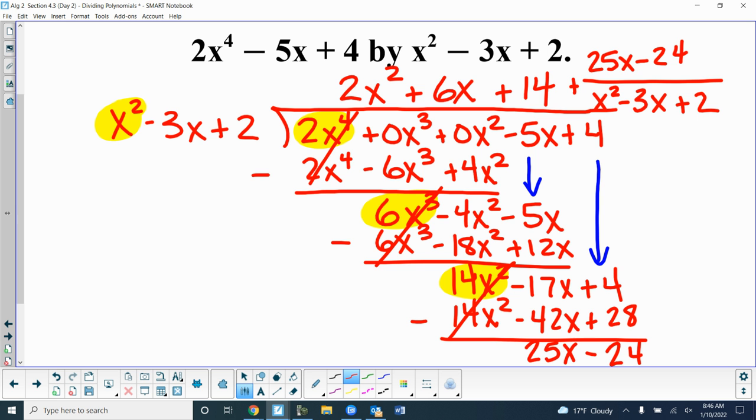So we had to add some zeros to hold those spots. If you don't do that, things don't line up nice like that. Okay? Any other questions about that problem?